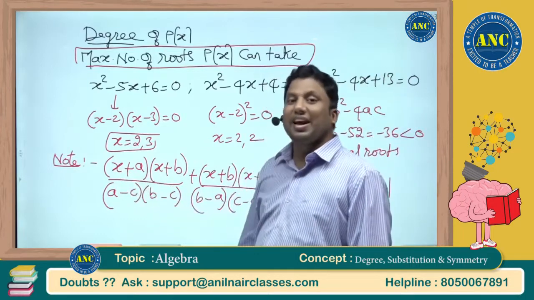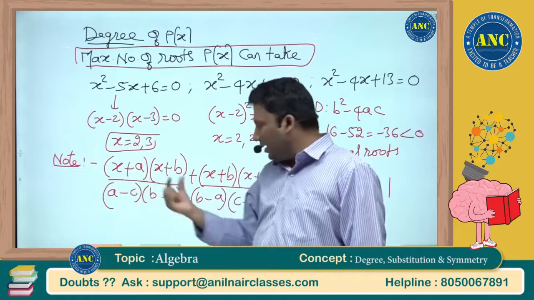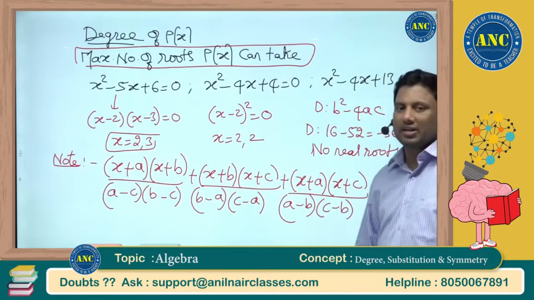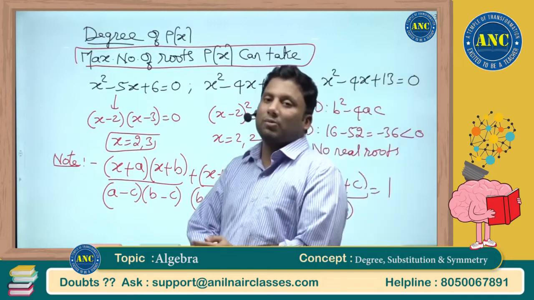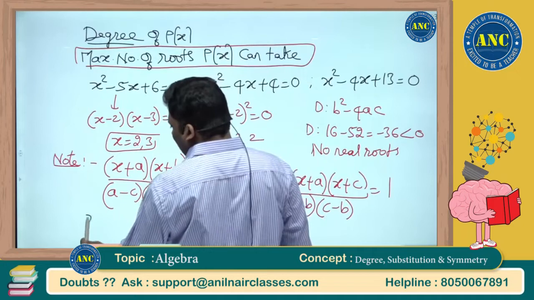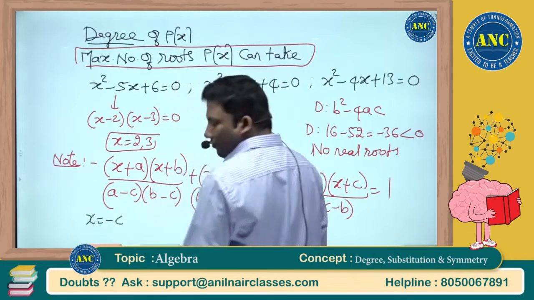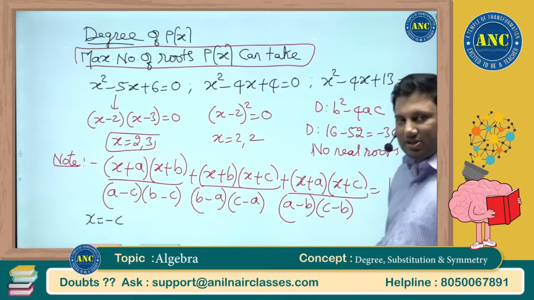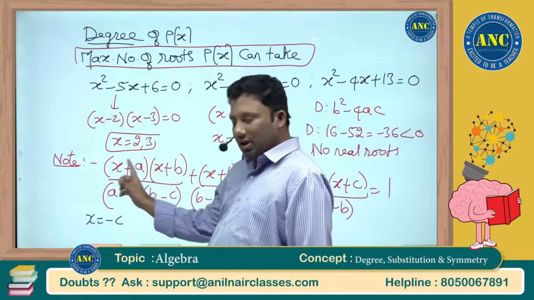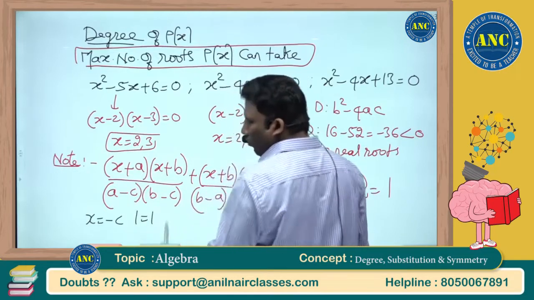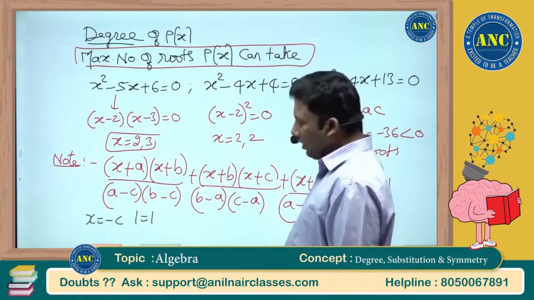x into x, x square, maximum power is 2. X into x, maximum power 2. Maximum 2 means it should have maximum 2 roots. Let us see. X equivalent to minus c. Minus c plus c is 0. A minus c into b minus c by a minus c, b minus c, 1 equivalent to 1.